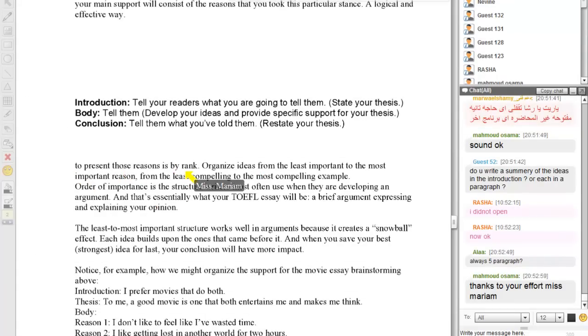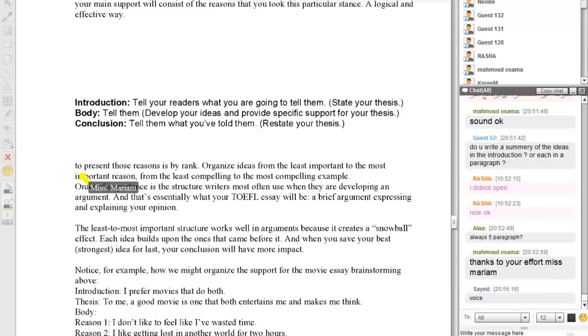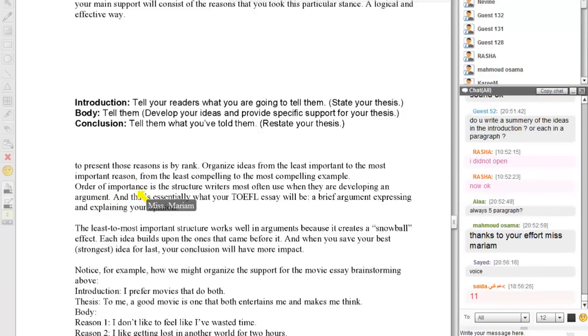To present those reasons by rank, like if you are giving reasons, what is the most important reason? Which idea is the most important reason? Organize ideas from the least important to the most important reason, from the least compelling to the most compelling example. Order of importance is the structure writers most often use when they are developing an argument.